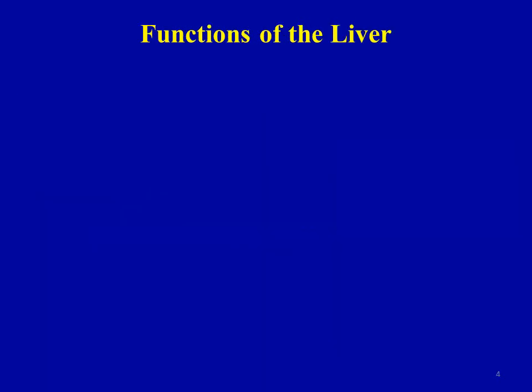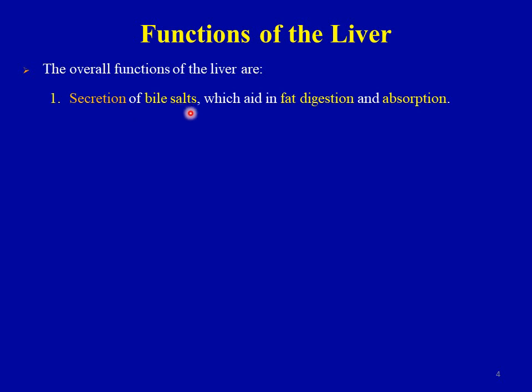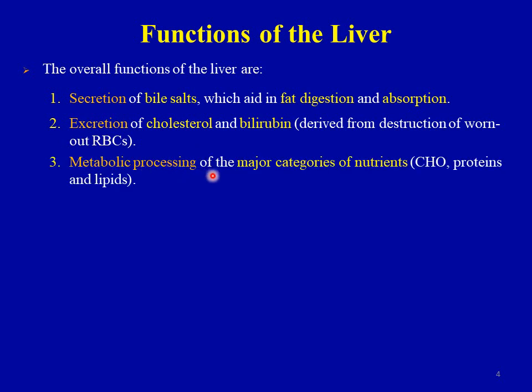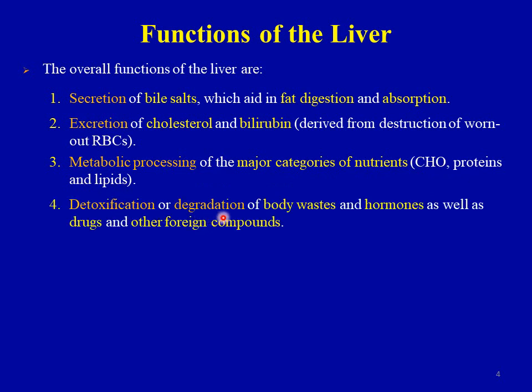What are the different functions of the liver? The overall functions of the liver are: number one, secretion of bile salts, which is the topic of today's lecture, which aid in the digestion and absorption of fat. Number two, excretion of cholesterol and bilirubin. These are derived from the destruction of worn out red blood cells or aged red blood cells. Number three, metabolic processing of the major categories of nutrients. These are carbohydrates, proteins and lipids. Number four, detoxification or degradation of body wastes and hormones, as well as drugs and other foreign compounds.